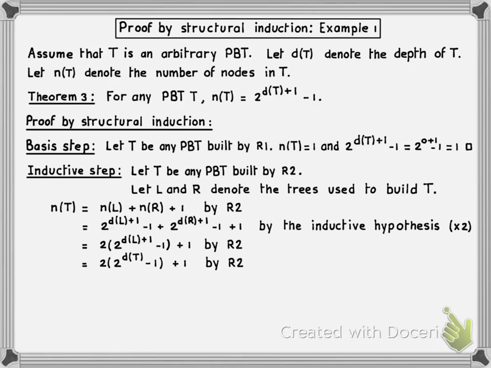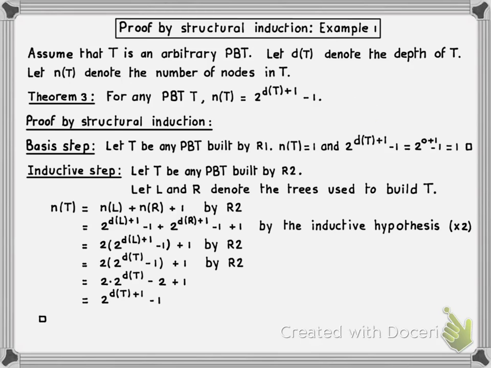And then we just have some algebra to do. We can multiply out the 2 to get this. And of course, this expression is nothing but 2 to the power d of T plus 1. This is just minus 1. And this is the expression that we were looking for. In other words, this concludes the proof of the inductive step. So together, the basis step and the inductive step complete the proof of theorem 3.